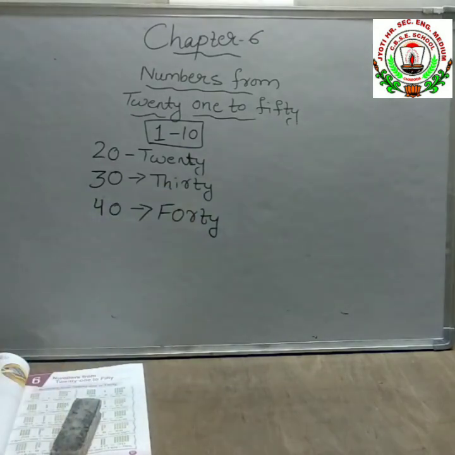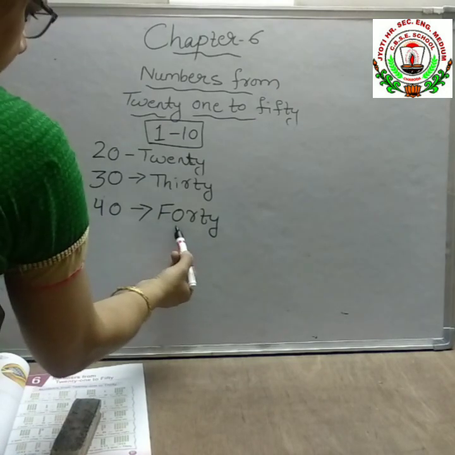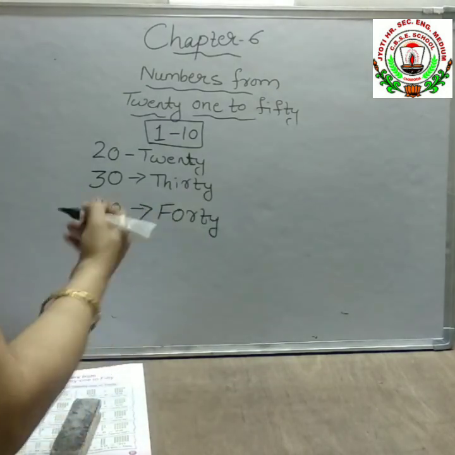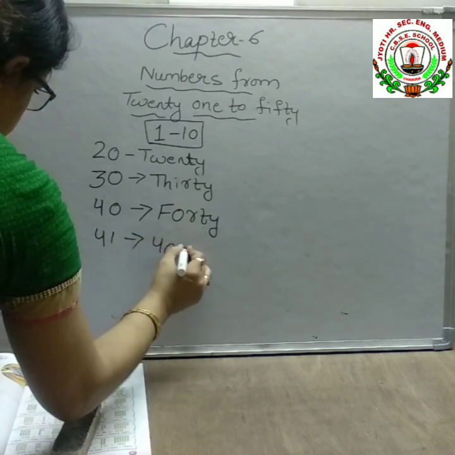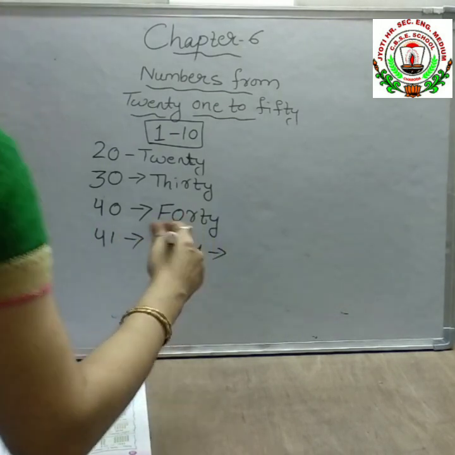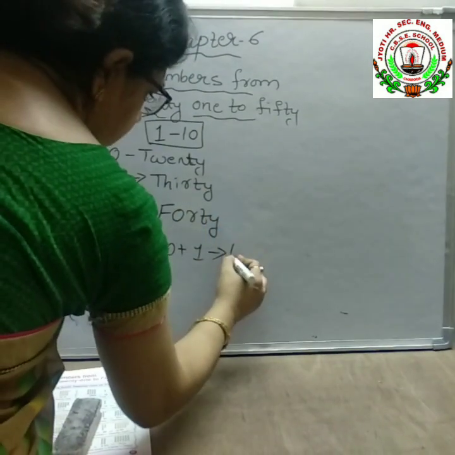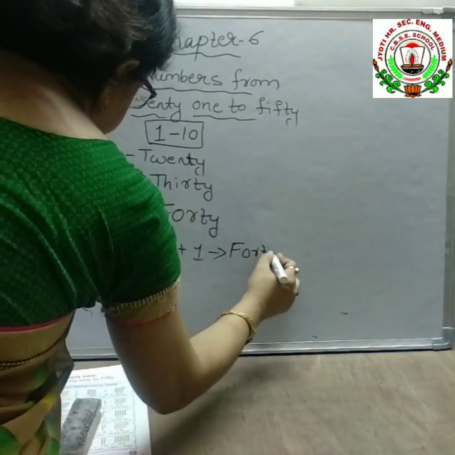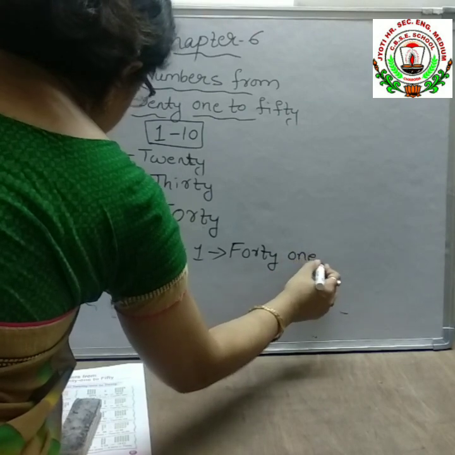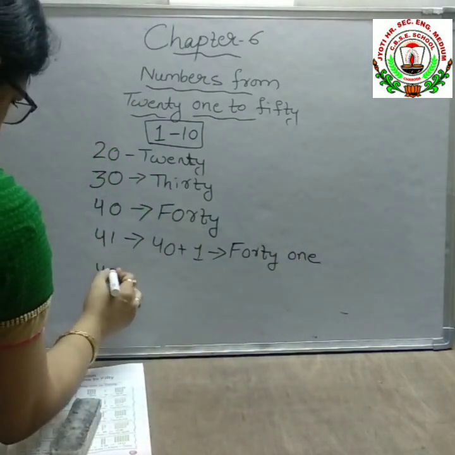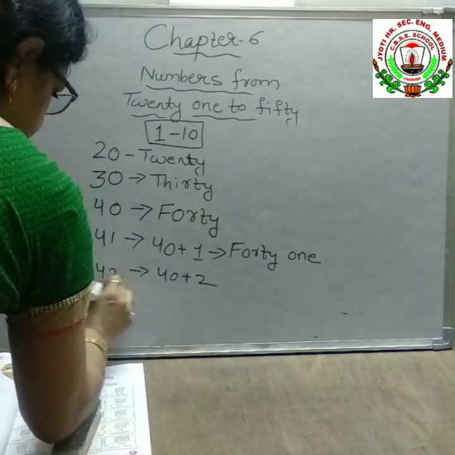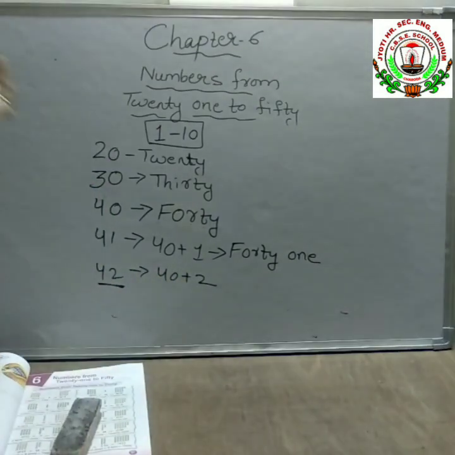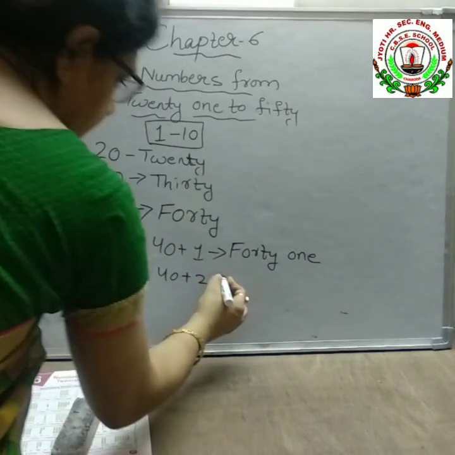F-O-R-T-Y. Student, what is the spelling of 40? F-O-R-T-Y. So likewise, how will you write the spelling of 41? 40 plus 1. So which spelling is coming first from our mouth? 40, then 1. 41. Similarly, 42. First you identify the number, tell the number from your mouth, then write the spelling.